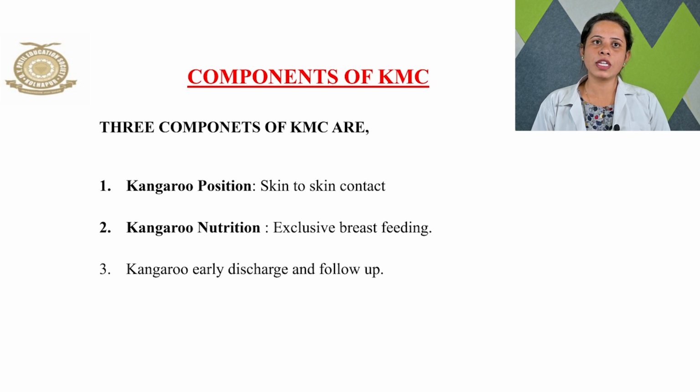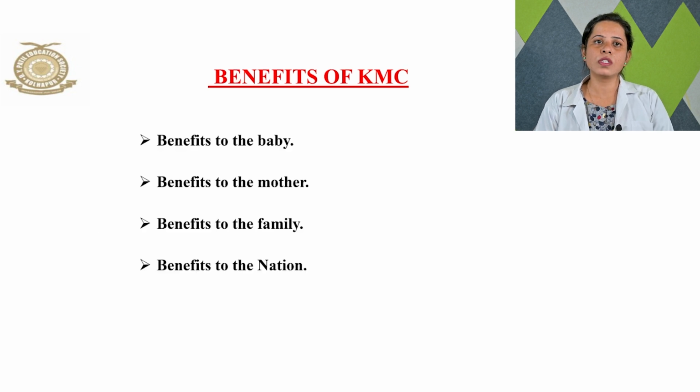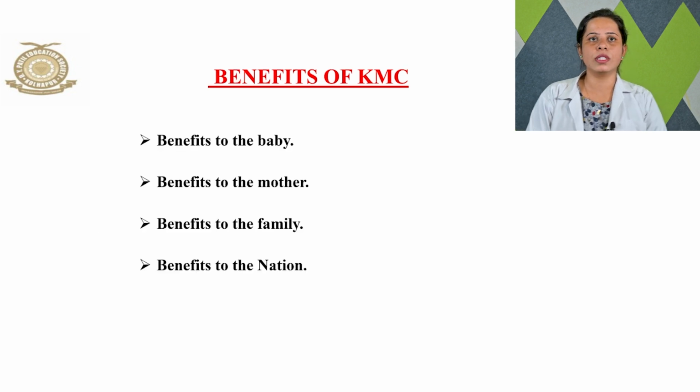There are a total of 3 components of kangaroo mother care. The first one, kangaroo position, second, kangaroo nutrition, and third, kangaroo early discharge and follow-up. The kangaroo position is nothing but the skin-to-skin contact between the mother and baby. The kangaroo nutrition is nothing but the exclusive breastfeeding to the baby. And due to the kangaroo mother care, it ultimately leads to the kangaroo early discharge and follow-up of the baby.